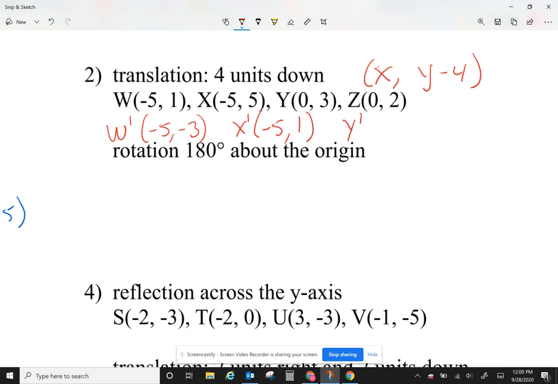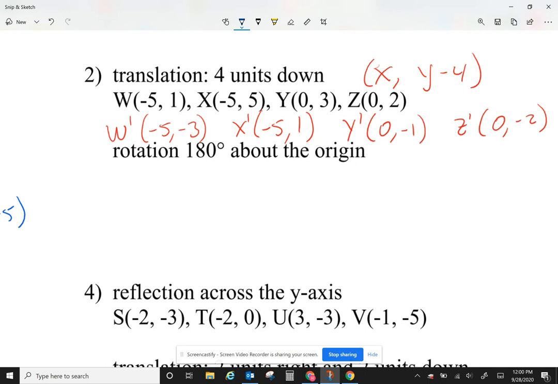If I was looking at y prime, my value would be (0, -1), and z prime would be (0, -2). Once again, I left the x alone and subtracted 4 from y. Now, for my second transformation, I'm going to be looking at rotation 180 degrees about the origin.